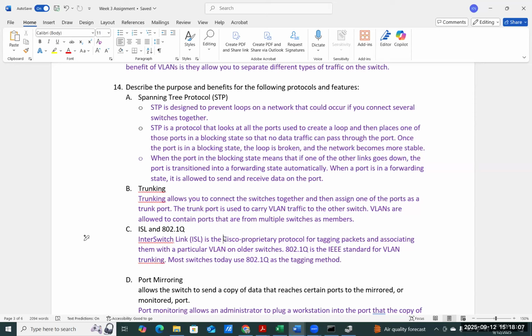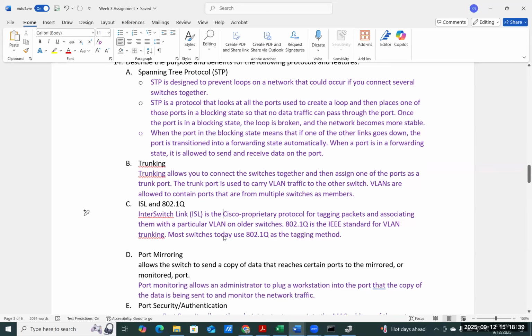So ISL is for Cisco technology. Now, all the other brands that are not Cisco use 802.1Q, which is the technology that is used for the tagging method. So if you buy a different brand switch, they will not use ISL, they would use 802.1Q. Okay. And again, we're going to come back to some of this down the line. This is kind of like an introduction to it.